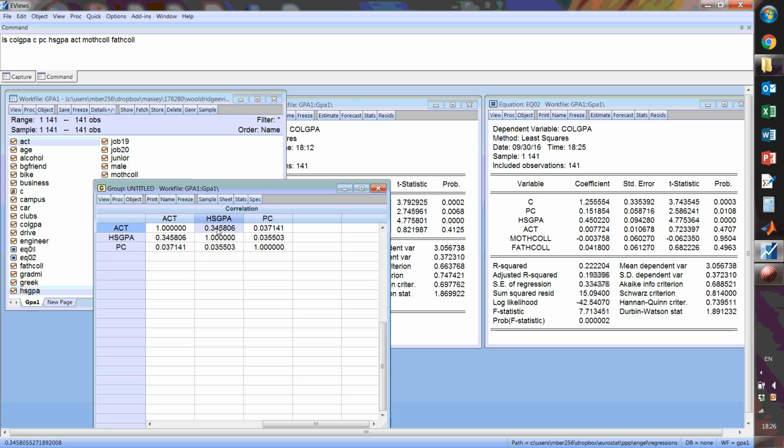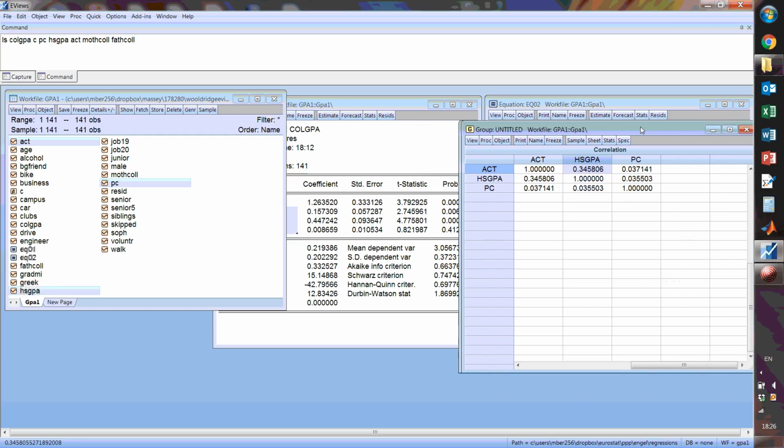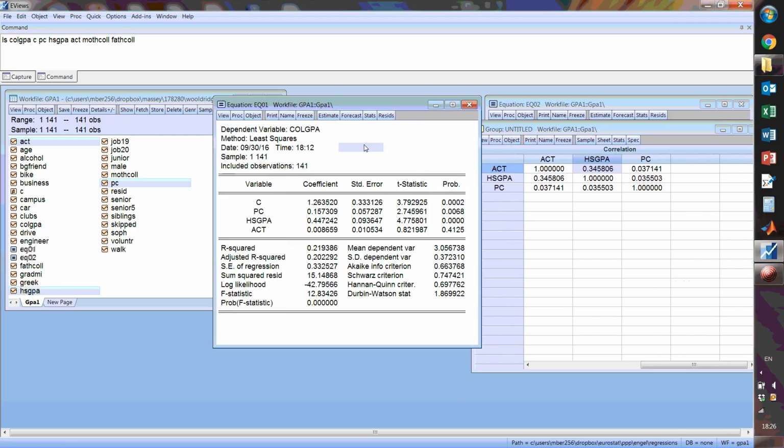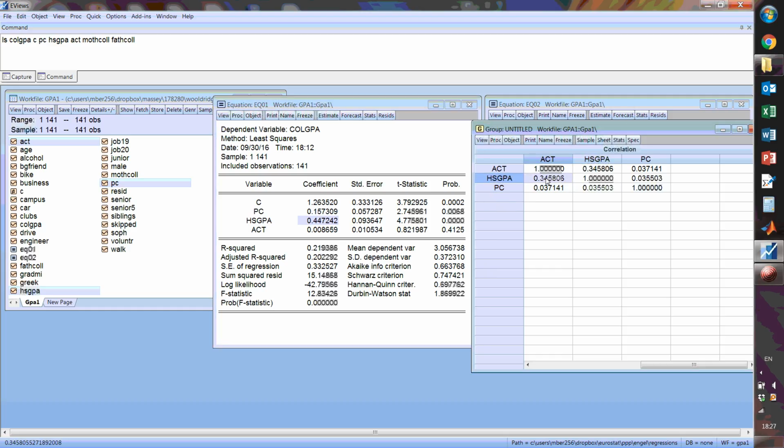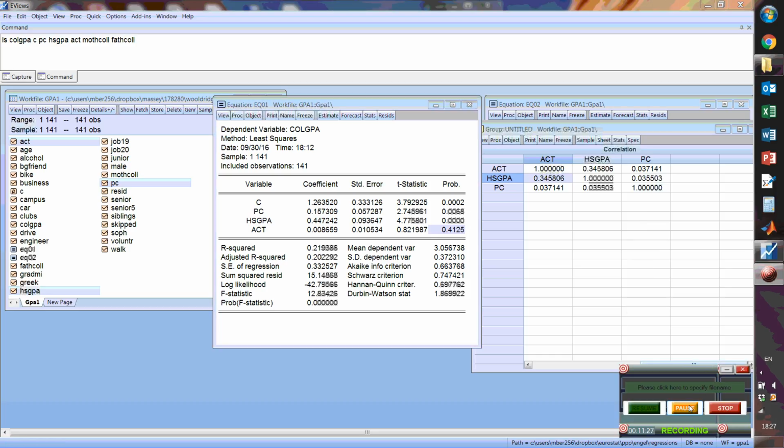So correlation is particularly high between the high school GPA and ACT scores, which is probably why we're getting insignificance on the ACT scores, because all the effect is already going through the high school GPA. The PC ownership isn't that strongly correlated with either of them, but the correlation between high school GPA and ACT is quite strong. So maybe that's why, in any case, ACT alone would be excluded from the regression. Okay, so this is the first question. Let me see what else we wanted to do.